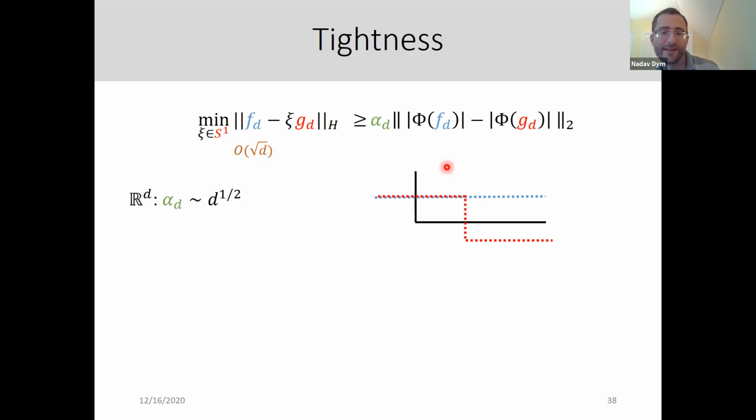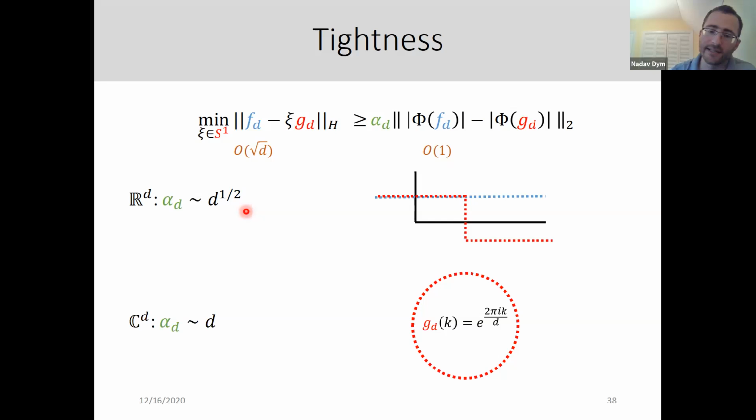Okay, and so the size of this is O of 1. It doesn't depend on D. There's only one point where we break, and that's where we're going to get something bad happening. And therefore we get a constant which is proportional to D to the half.